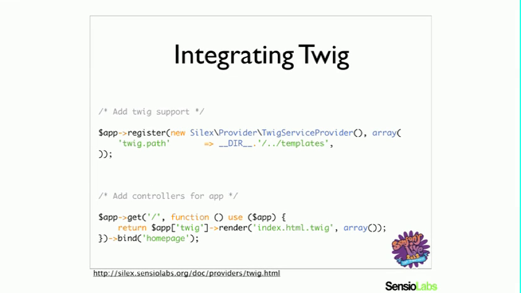The same for Twig. Integrating Twig is extremely easy. Again, app register, the Twig service provider, and in this case, you need to pass a path to where to look for your templates. So we pass in that attribute Twig path and just give it a relative path to templates. And now when I want to use Twig in my controllers, I can simply do return app Twig render, just like you can call a render method in a Symfony 2 controller.